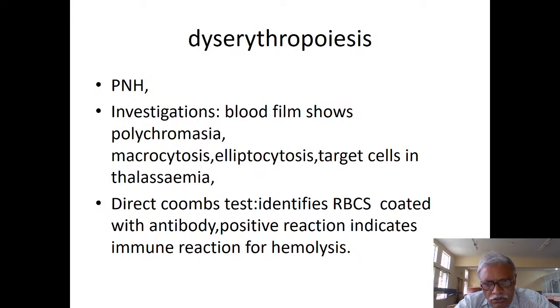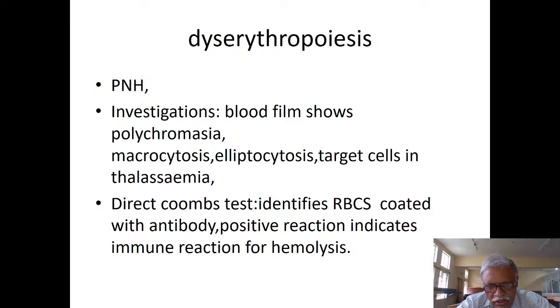It identifies the RBCs coated with antibody. Take the RBCs from the patient and add the antibody to them. The positive reaction indicates an immune reaction for hemolysis. That means there will be hemolysis.